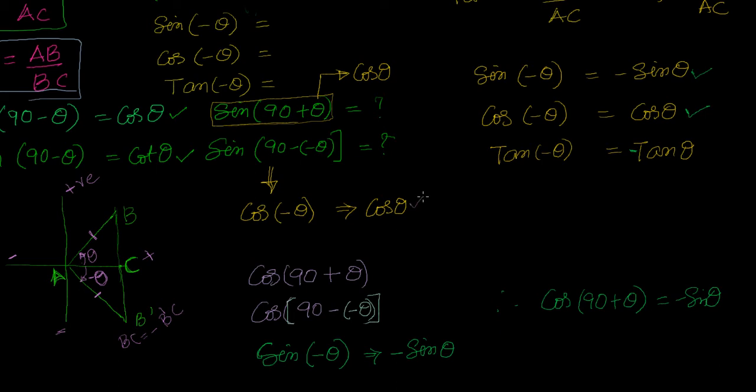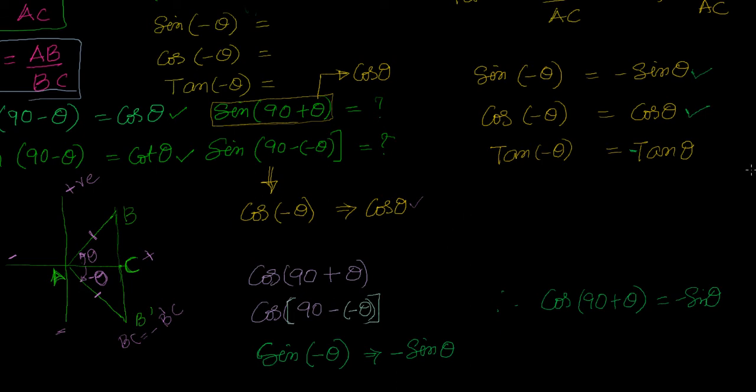If you take another example, suppose you want to find out cos of 90 plus theta, I can change it to cos of 90 minus of minus theta, that is nothing but sine of minus theta. But I know sine of minus theta equals minus sine theta. So cos of 90 plus theta equals minus sine theta. In this way, you can find out sine of 270 plus theta, cos of 180 minus theta, secant of 270 plus theta, or secant of 360 minus theta. Anything you can find out with the help of this.